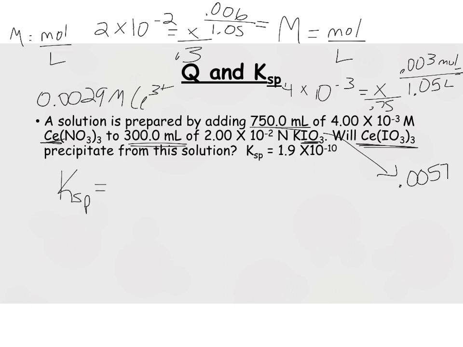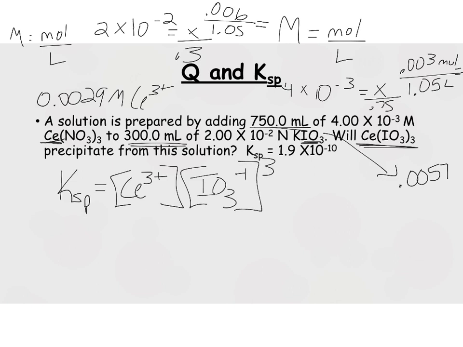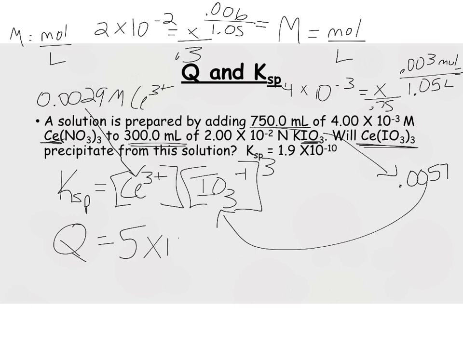Okay, now I need to set up my KSP equation. I can calculate Q this way, and then I can compare my Q to the K value that was given to me, and I will know if precipitation will occur. All right, so there is my KSP equation. Now I'm going to take my Ce and plug it in, and I'm going to take my IO3 and plug it in, and I'm going to get my Q value. All right, so I got 5 times 10 to the negative 10th here.